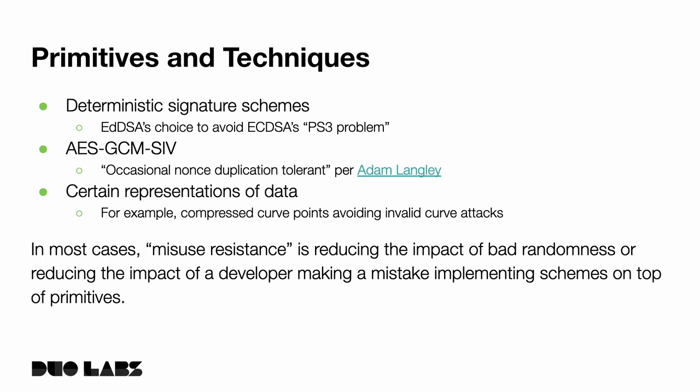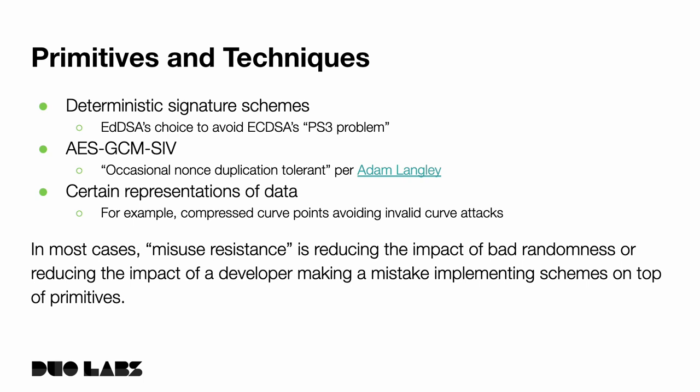These can range from legitimate cryptographic primitives to simply techniques for encoding data. EdDSA, for example, chose deterministic signatures, and this avoided the PS3 problem of accidentally reusing nonces. AES-GCM-SIV is, to quote Adam Langley, occasional nonce duplication tolerant. And then there are also just certain representations of data, such as compressed curve points when doing elliptic curve cryptography, that you can use to avoid things like invalid curve attacks.